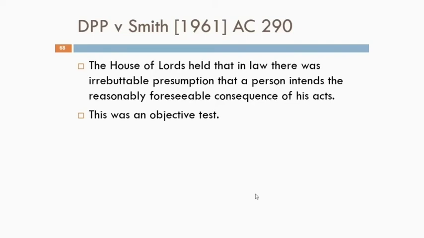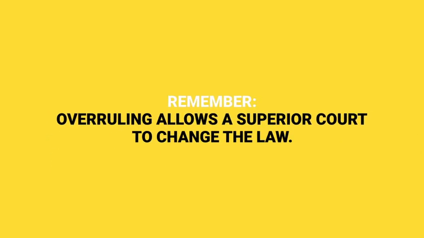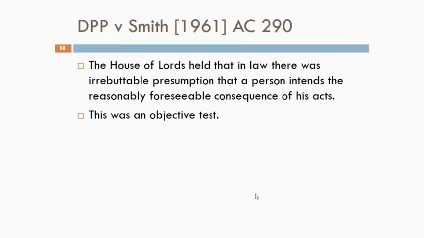But let us remind ourselves of why we are looking at this case. We're looking at this case because we are exploring how overruling works, being that overruling allows a superior court to change the law, to determine that a previous precedent is no longer applicable. Remember, London Tramways told us that the House of Lords could not overrule their previous decisions. And I'm trying to get across to you that this was quite problematic, that we had a House of Lords that could not overrule their previous decisions.